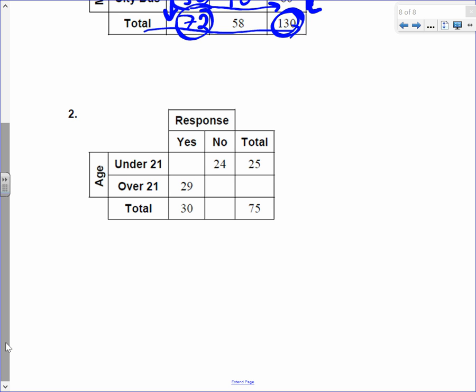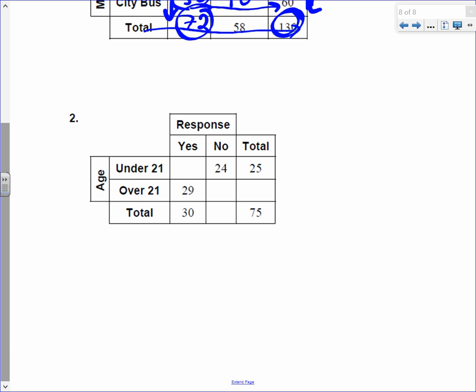Let's use some logic. I have people under 21, over 21, and where responses are yes and no to some type of survey. What the survey is about, who cares? It doesn't matter. All we need to do is use some mathematical logic to fill in these tables. Total here is 30. We have one joint frequency. We'll take 30 minus 29. There's only going to be one person there. 24 plus 1 is 25, so that definitely worked out.